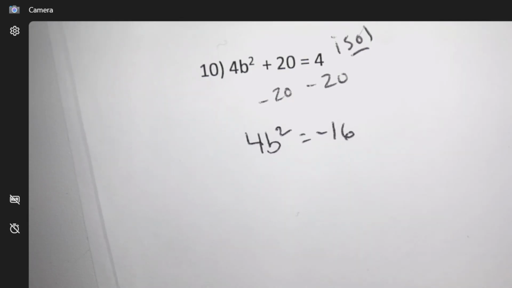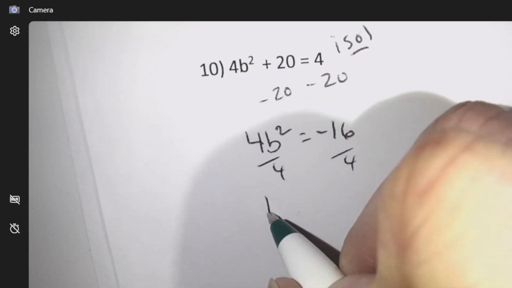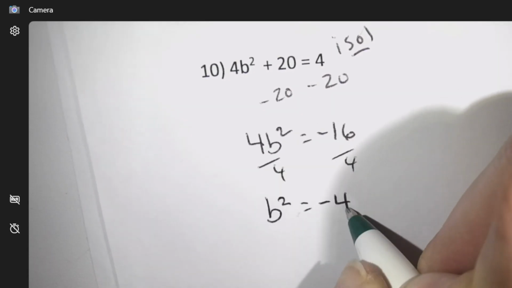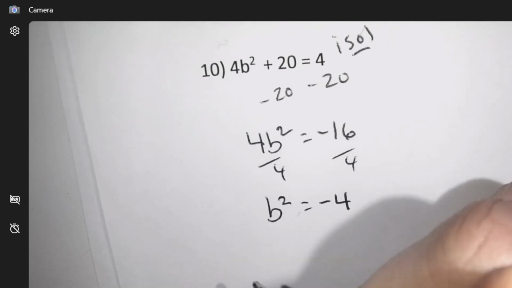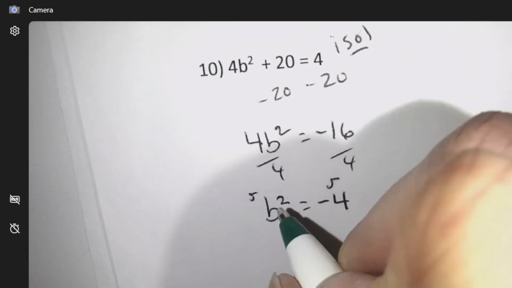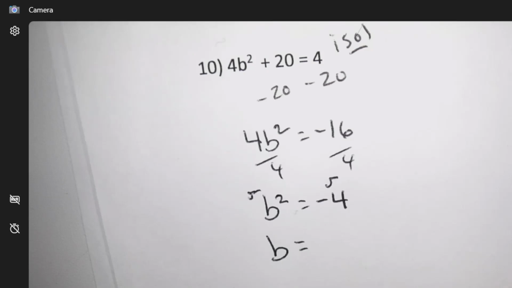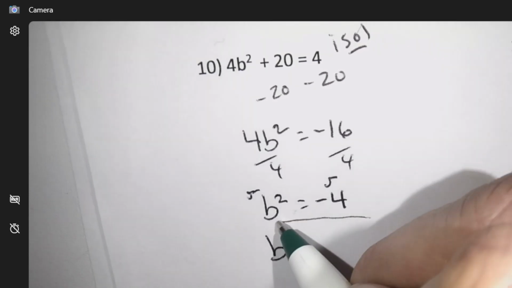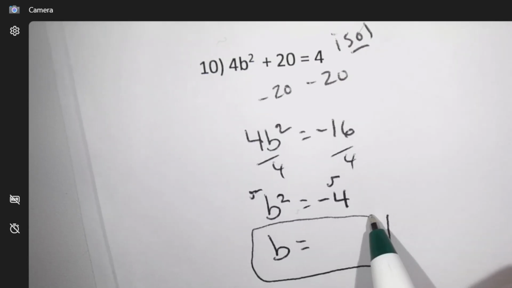So minus 20, I'm going to divide, and then I'd have to square root to get rid of the square. And what should we write here? Maybe I'm trying to trick you a little bit on this question. What do you think?